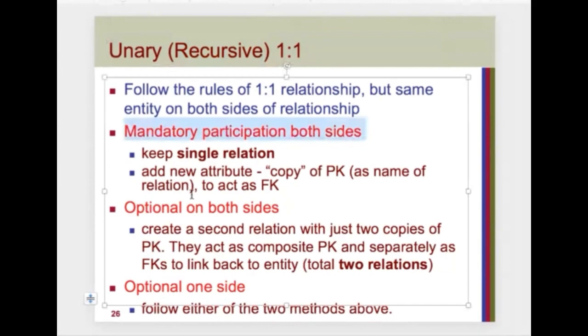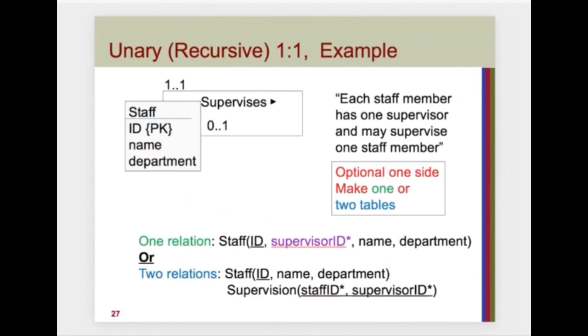So both sides mandatory, both sides optional, we saw. The question is, what happens when one side is optional? If one side is optional, you can consider the first case in which you make a single relation, or you can consider the second case in which you make two relations. So the choice is yours. Let's understand it with the help of an example.